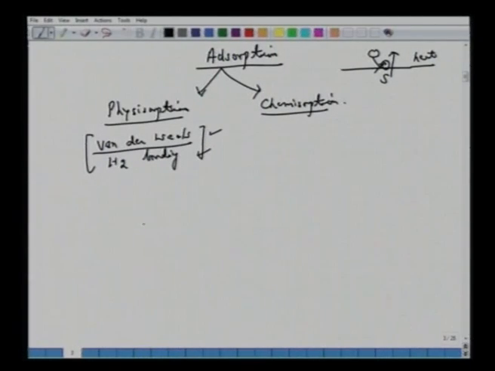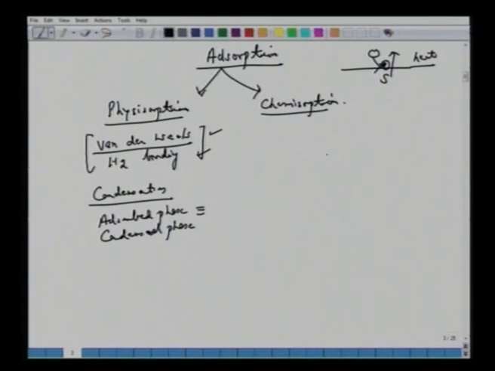So that adsorption is very similar to condensation. Essentially this adsorbed phase is often known as the condensed phase. It means the physical properties of the molecules which are adsorbed here, say sulfur dioxide or water, such as the specific heat, latent heat, etc., are very close to the condensed phase or the liquid phase.